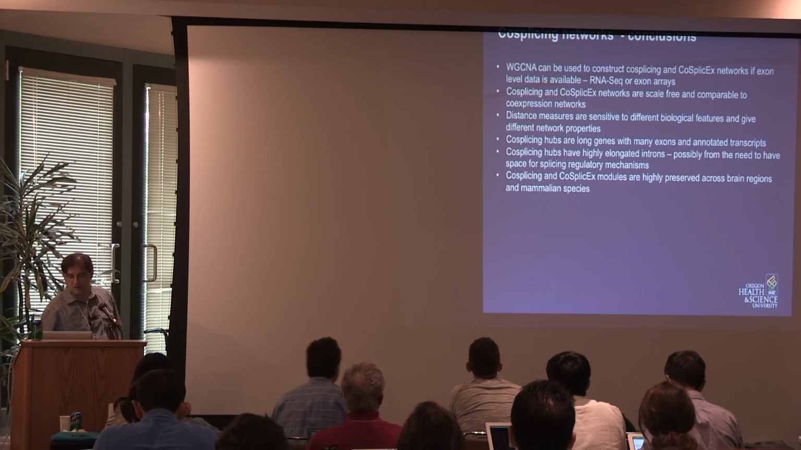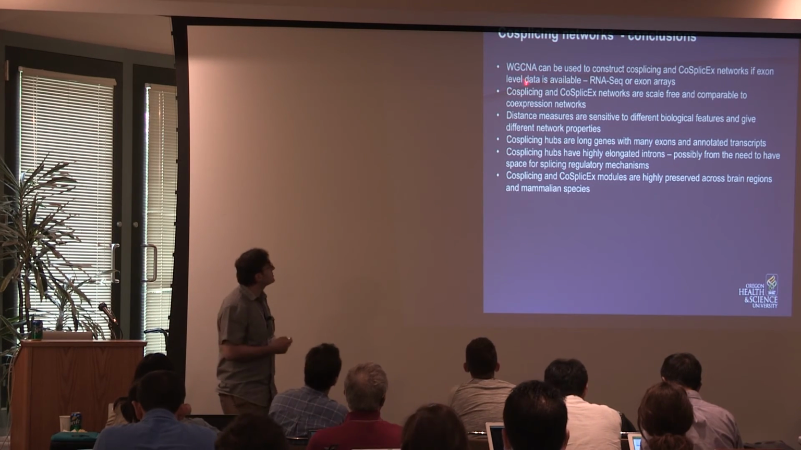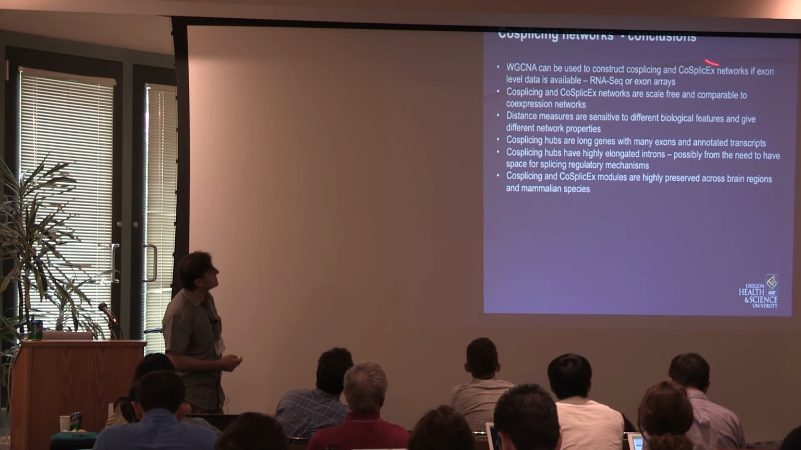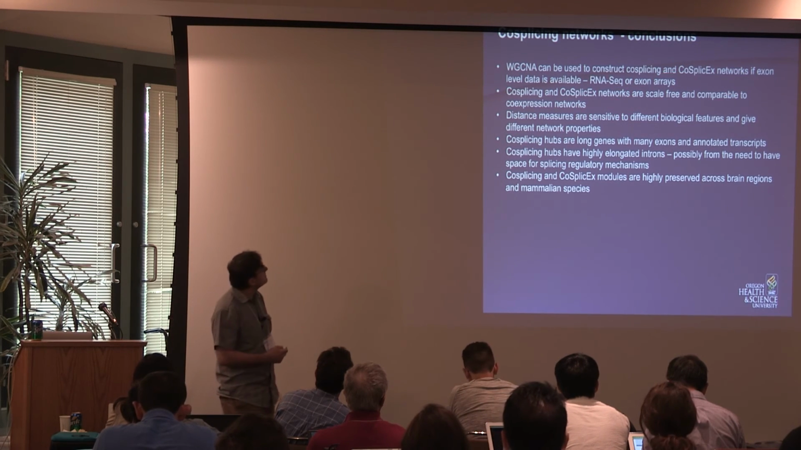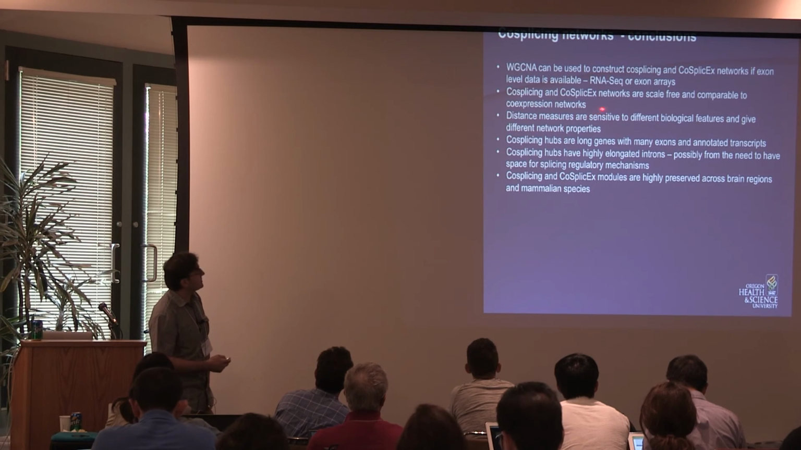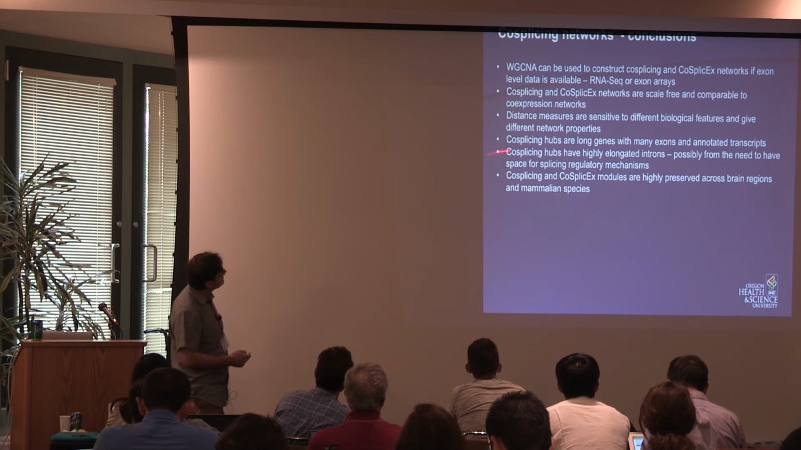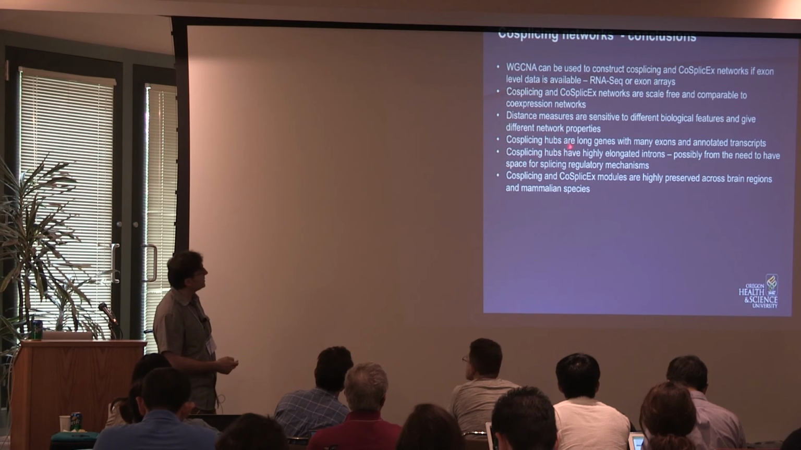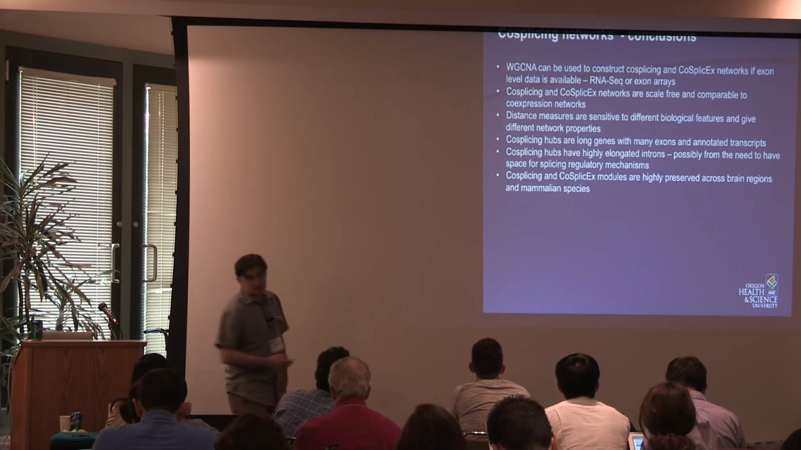Okay. So basically my conclusions: WGCNA can be used to construct coexpression and cosplicing networks. These are scale-free and comparable to coexpression networks. The distance measures are sensitive to different biological features. Cosplicing hubs are long genes with highly elongated introns, and the modules are highly preserved across brain regions and species.